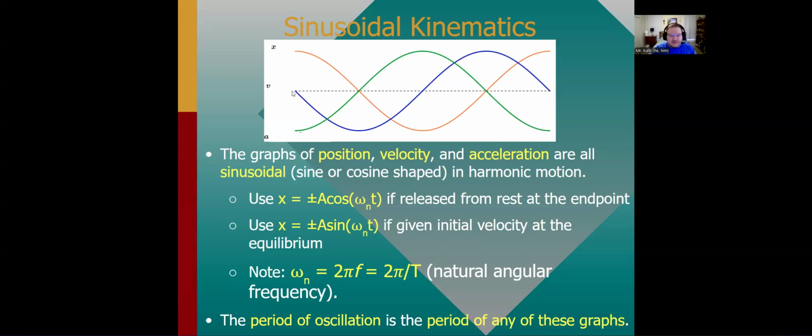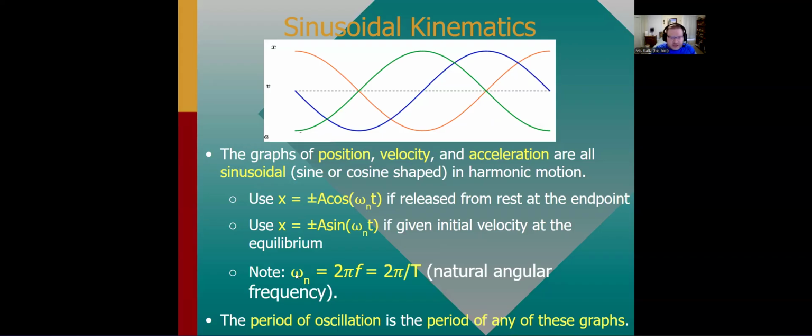You use sine if something's at the equilibrium, the position where forces are equal to 0, and it's set in motion by being given an initial velocity. So the functions we use to describe harmonic motion are a equals plus or minus A cosine omega_n times t, or a equals plus or minus A sine omega_n times t. The plus or minus depends upon whether it starts on the right-hand side of equilibrium or the left-hand side.